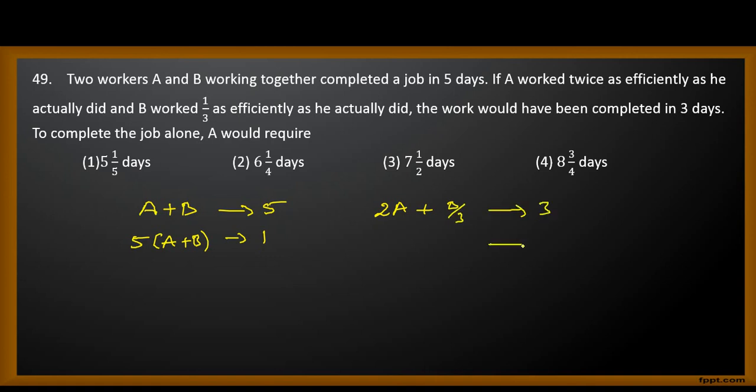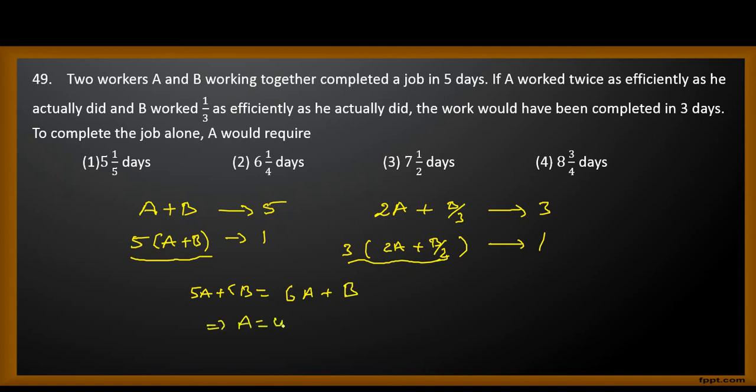If they want to complete the work in 1 day, I require 3 times this efficiency. So 3 times 2A plus B by 3. With this efficiency, they are able to do the work in 1 day. It means these two efficiencies are the same. So 5A plus 5B equals 6A plus B by 3 plus B. On simplification, you will get A equals 4B.